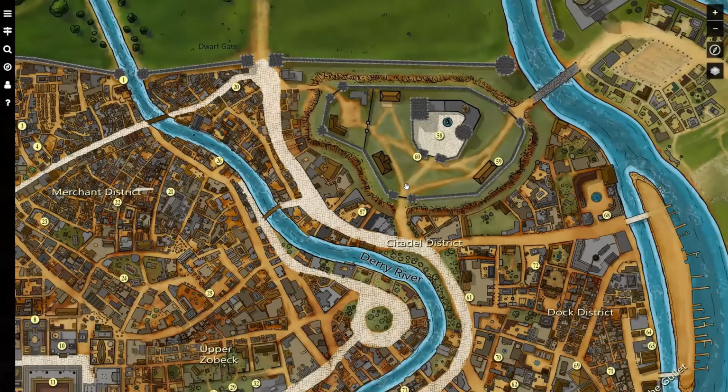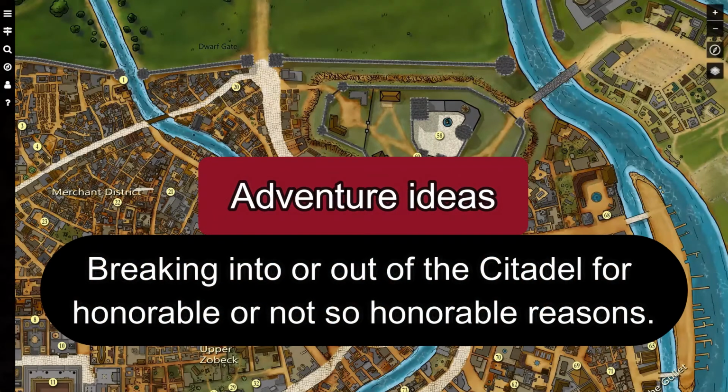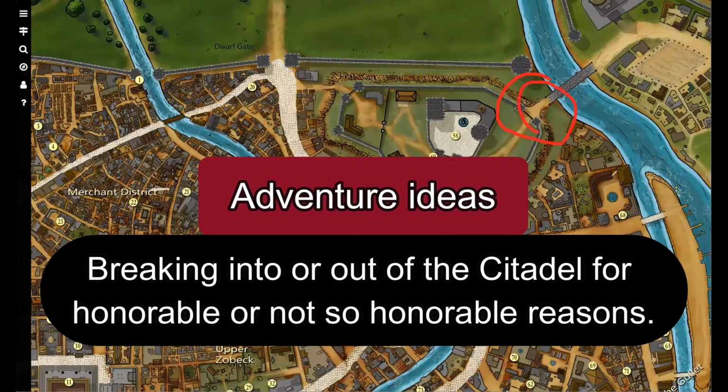So it rises above the northern section of the city, and it defends the river entrance from upstream threats. Right there is a possibility for adventure. Maybe you're trying to break into the Citadel. Maybe you're trying to break out of the Citadel. You know that this is the way to do it. This bridge right here and this area right here. That's already an idea for interacting with the Citadel.